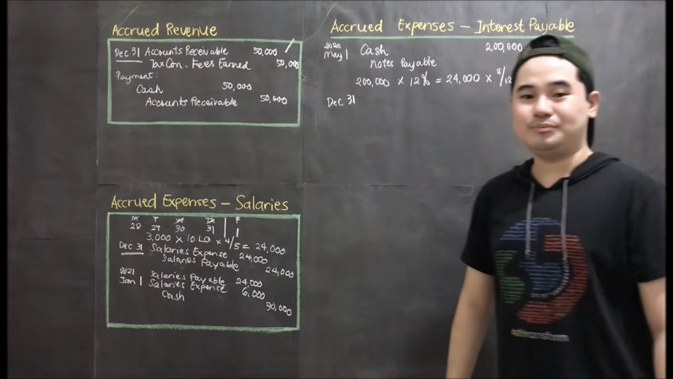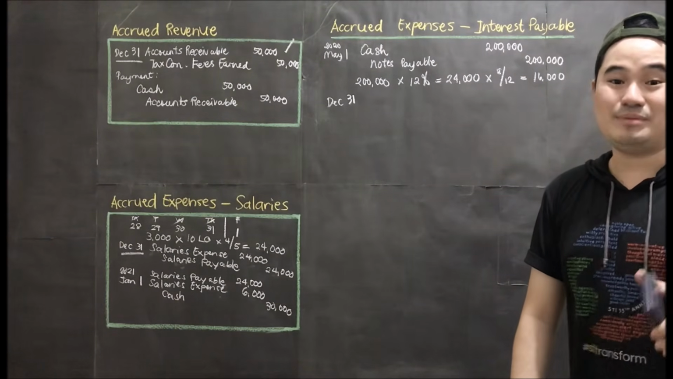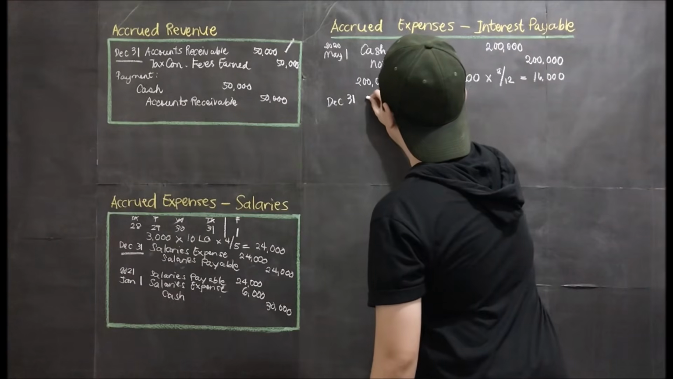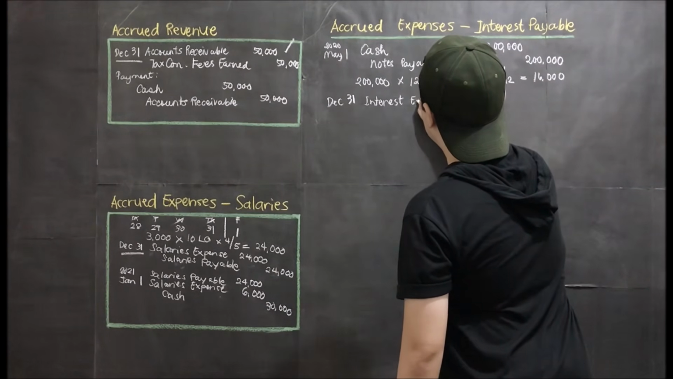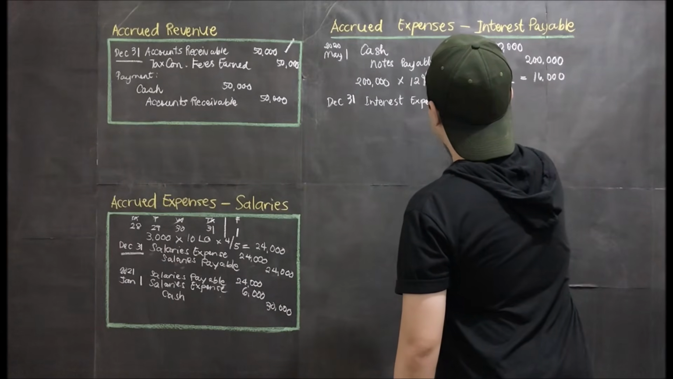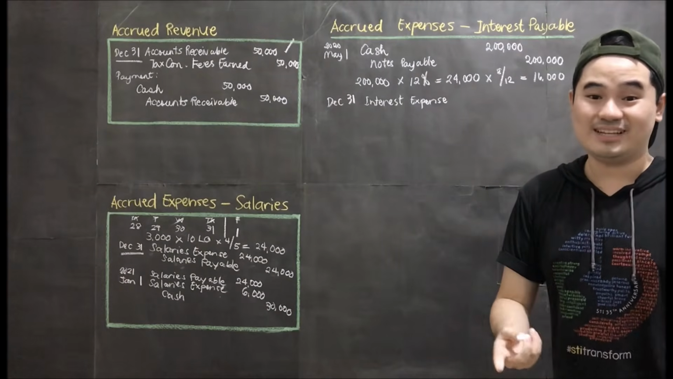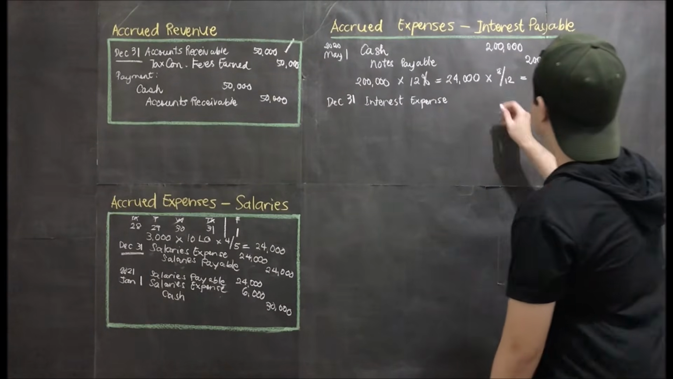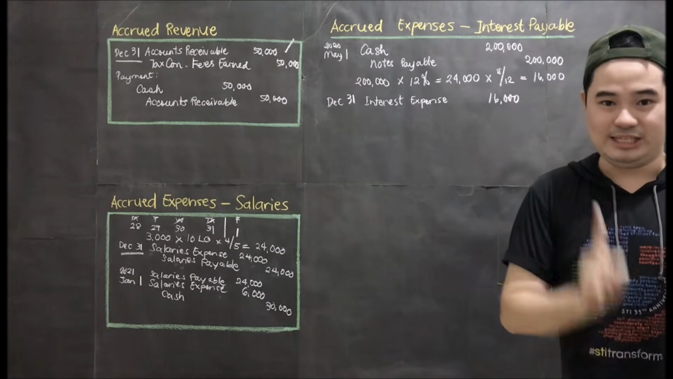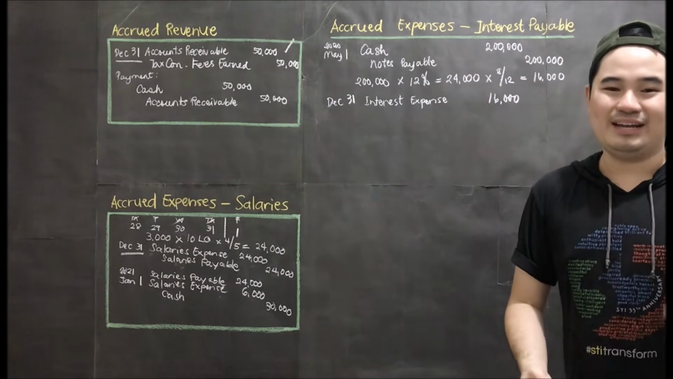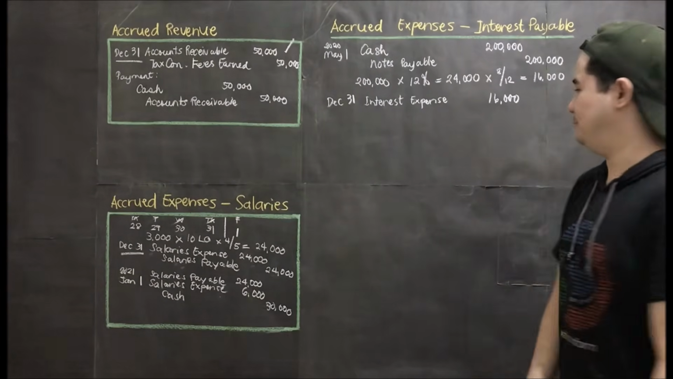So, pagdating ng December 31, magde-debit ka ngayon to recognize the interest expense. Debit interest expense, amounting to 16,000. 16,000 lang kasi yung interest natin for 2020. Bayad na? Hindi pa. I-accrue natin. So, kailangan natin ng credit to interest payable.